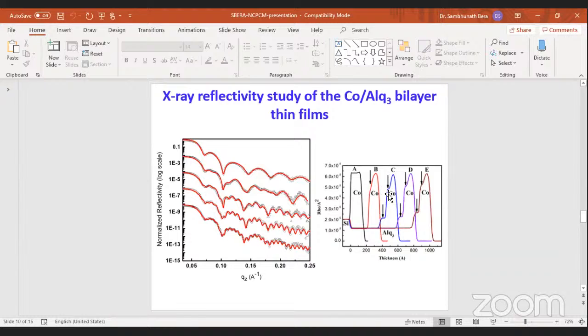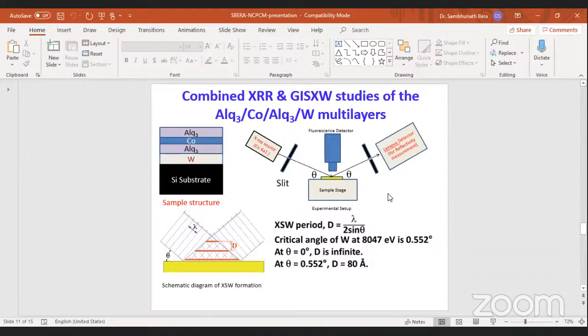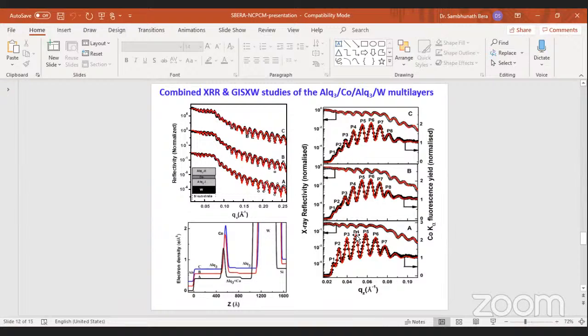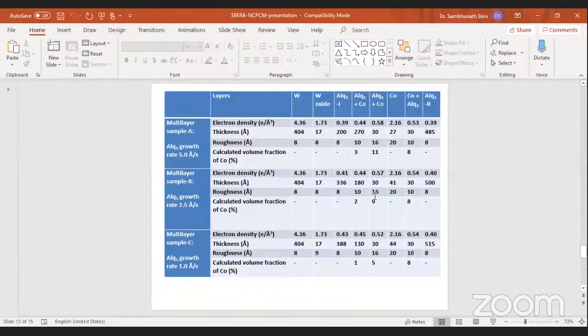We found several nanometers of diffusion of cobalt within the Alq3. Then we did X-ray standing wave measurements to get the accurate penetration depth for 3 samples. We simultaneously fitted the reflectivity data and the fluorescence from the cobalt, and we found that with decreasing growth rate, cobalt is diffusing less. These are the fitting parameters and all these results.